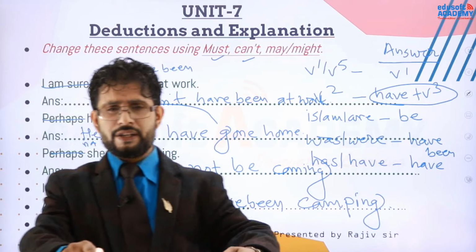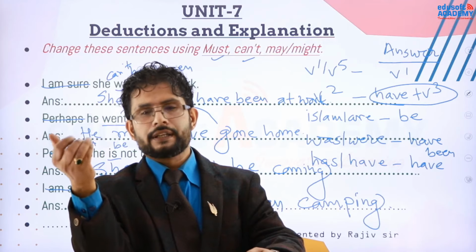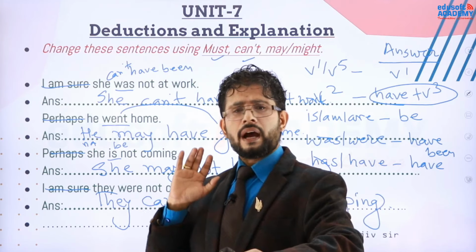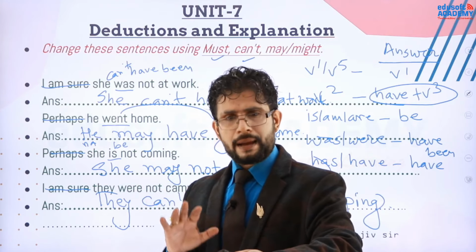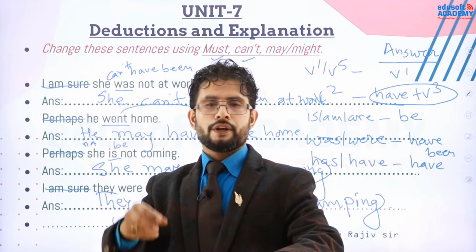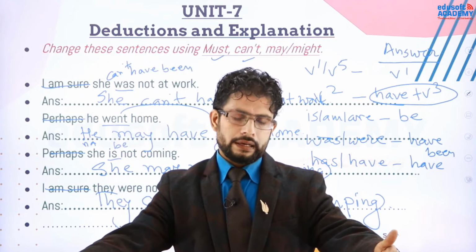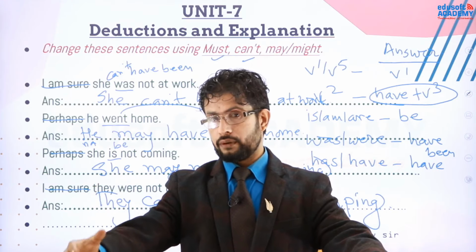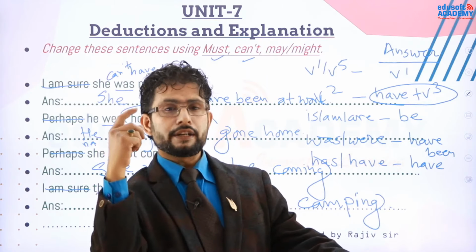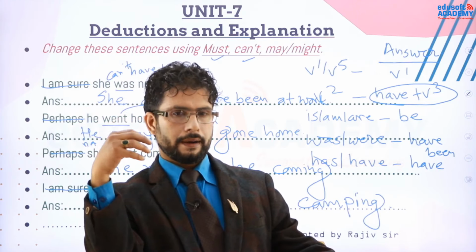So this is very easy, where you are going to know how this sentence begins. A sentence may begin with I am sure or perhaps. If the sentence begins with I am sure and is followed by a positive sentence, you are going to supply must. But if I'm sure is followed by a negative sentence, you are going to write can't. In a similar way, if the sentence begins with perhaps and is followed by a positive structure, you are going to supply may.